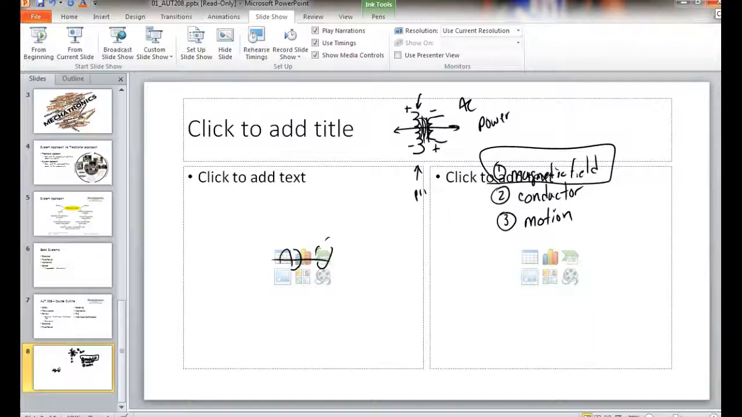What did I do with my inductor? What, did they actually show it or did they talk about it? Yeah. Eddie, yeah.